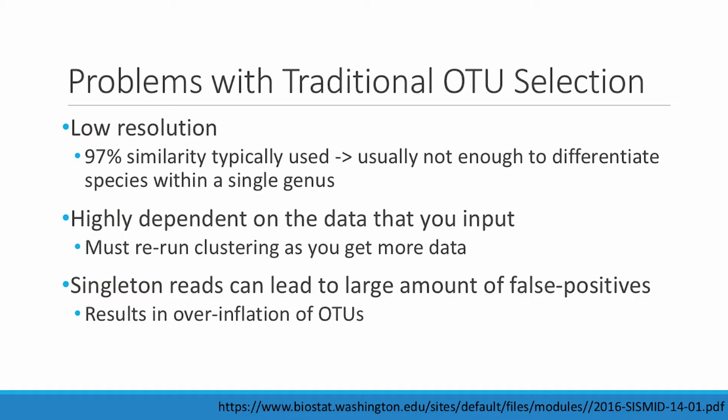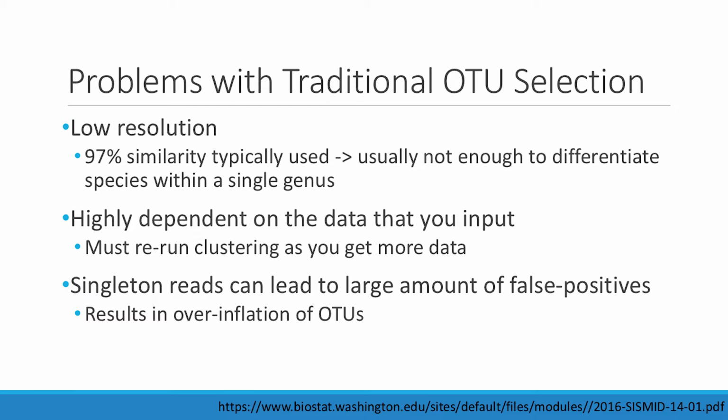So a couple of things about traditional OTU selection. As I mentioned before, it's slightly low resolution. A lot of times things are clustered at 97% similarity, but sometimes 97% similarity just isn't enough. A lot of times it's not enough difference to really differentiate between two species in a genus. Sometimes it's not even good enough to resolve two closely related genera. For example, Klebsiella and Escherichia normally are grouped together because they're so similar.